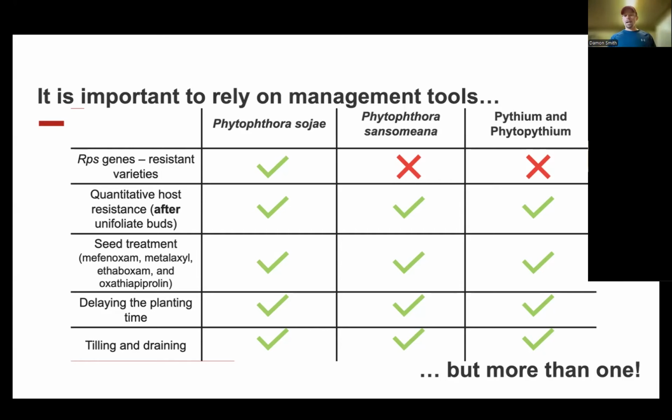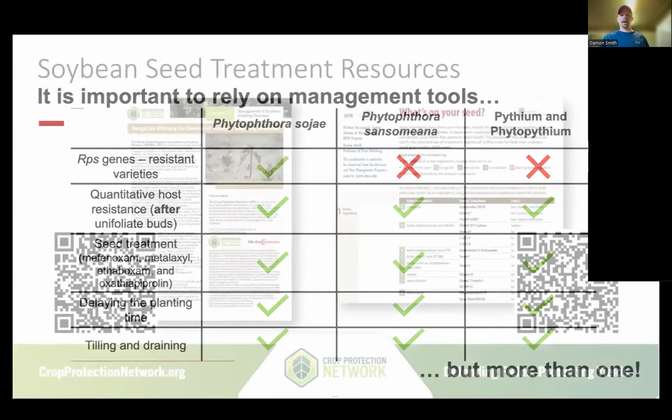We're placing a lot on our seed treatments right now. So mefenoxam, metalaxyl, ethaboxam, oxathiapiprolin, you can never say that one. And, of course, we have some cultural practices like delaying planting time, although we don't generally want to do that with soybeans. We want to get in there and protect that yield potential, but that certainly is a strategy. And then, of course, improving drainage as well can obviously help with these oomycete pathogens.